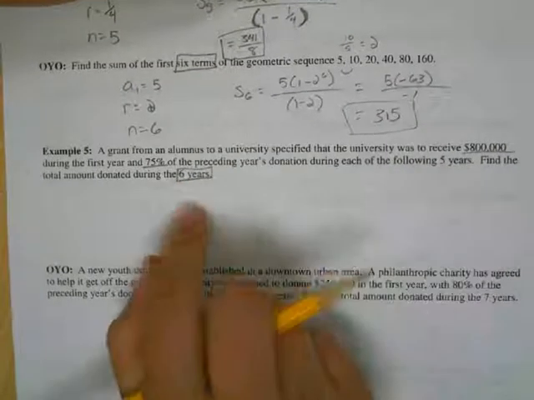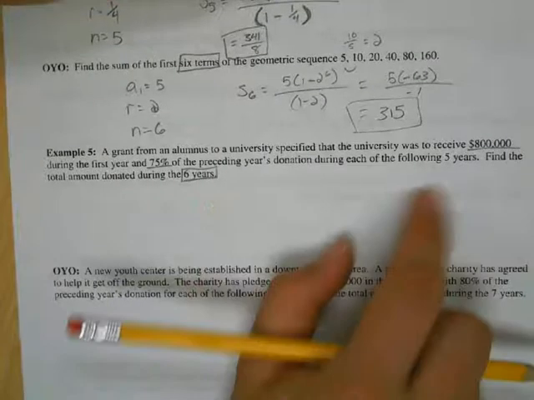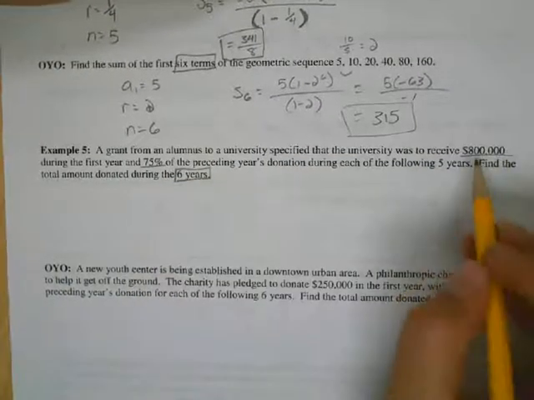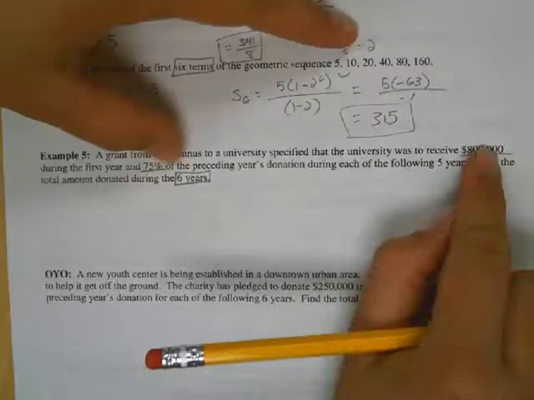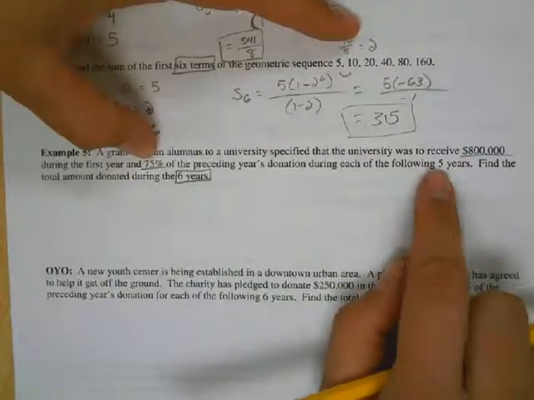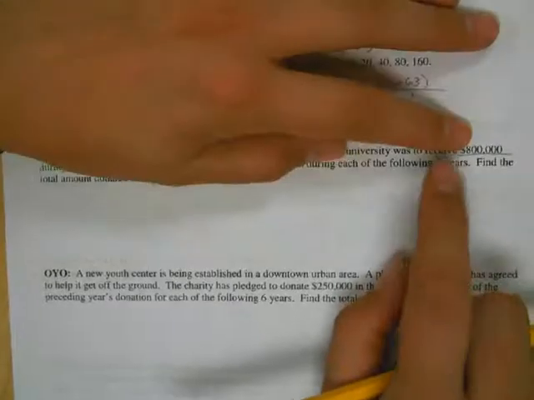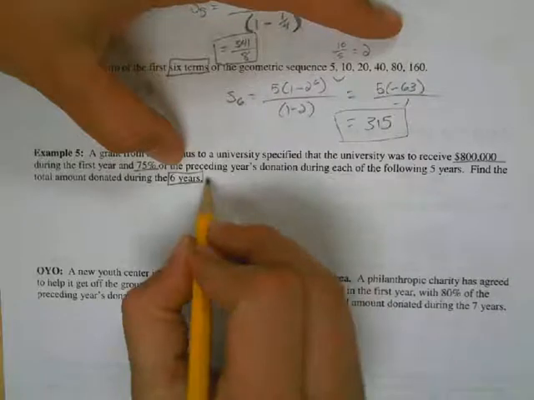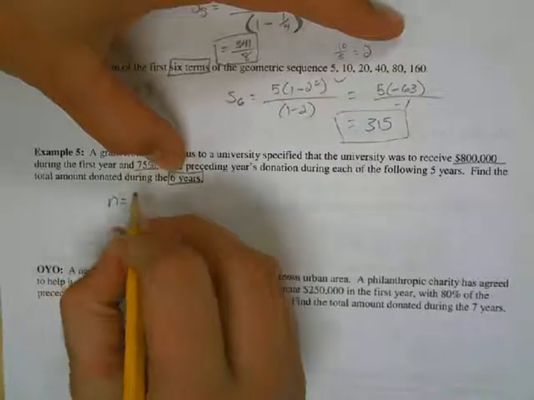Okay? I want to point this out because a lot of people get confused because it says 5 and then it says 6. That's not a typo. There was the first year of $800,000 and then 75% for the next 5 years. So you had 1 year and 5 years after that, giving me a total of 6 years. So this is the number I'm using. I want to know the total in 6 years.